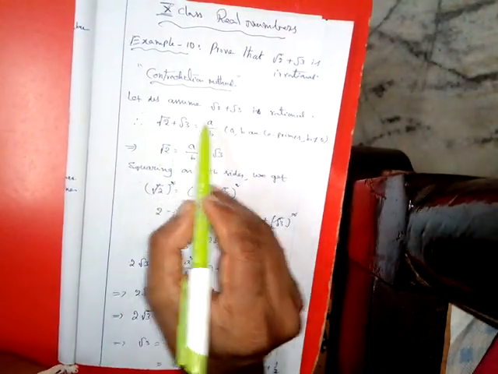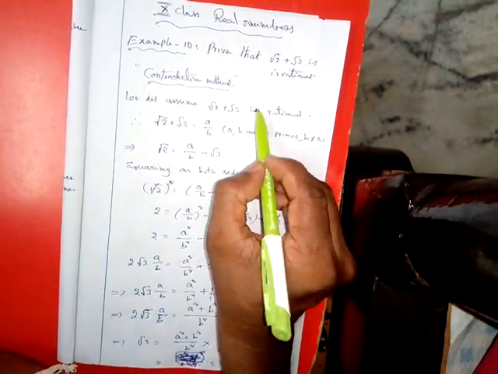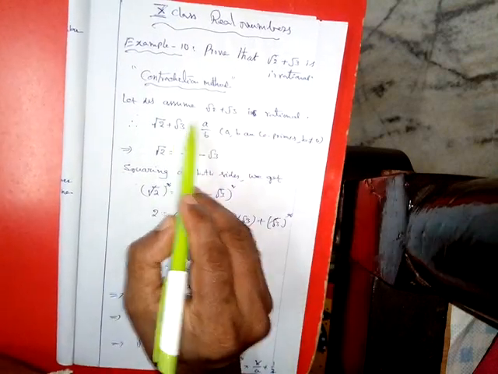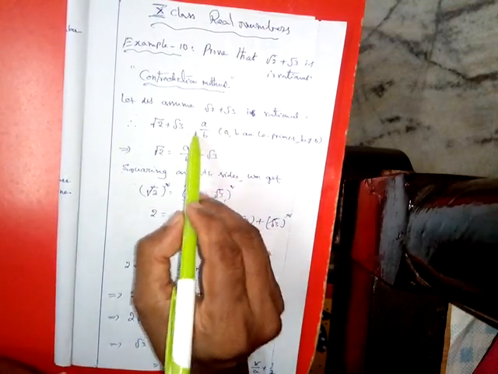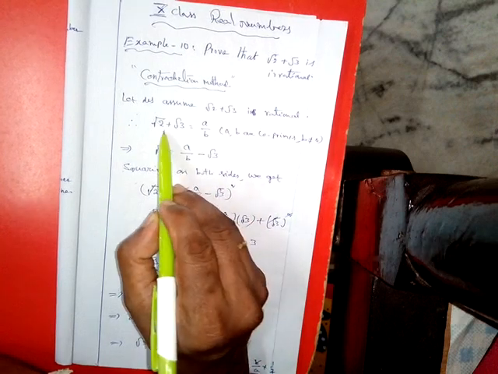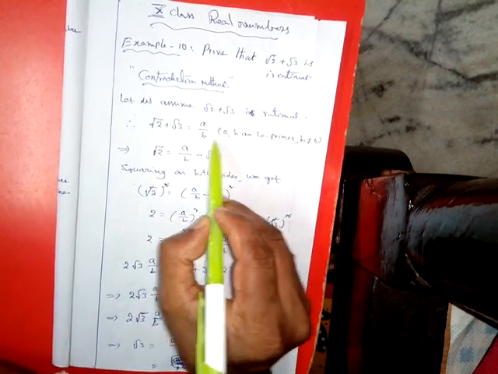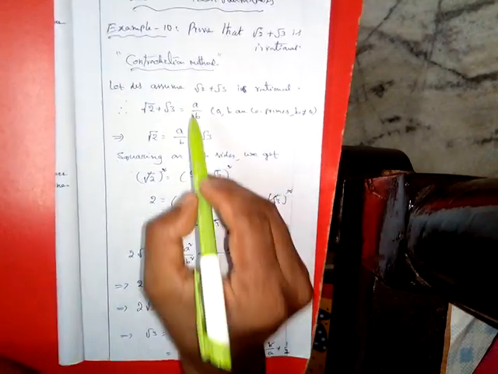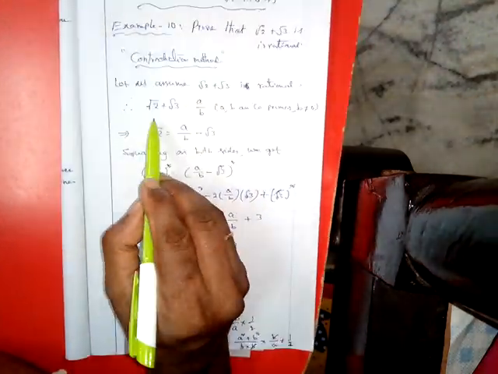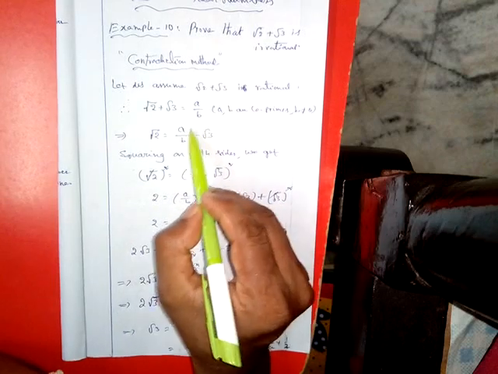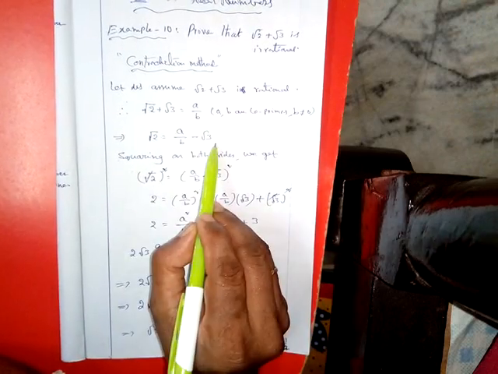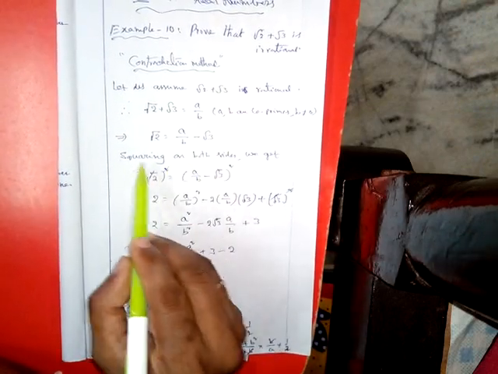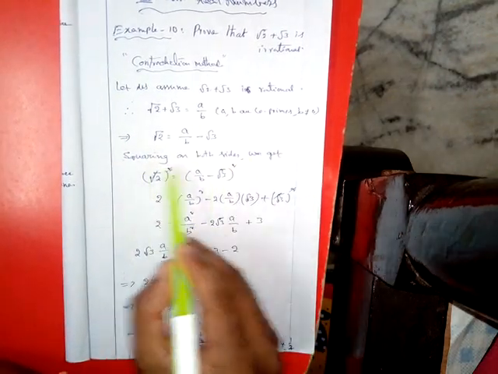So, let us assume root 2 plus root 3 is rational. We know that every rational number can be written in p by q form. So I wrote here root 2 plus root 3 equal to a by b, where a and b are co-primes and b is not equal to 0. That is the condition to be a rational number. Then root 2 equals a by b; sending root 3 to the right side, it becomes minus root 3. Now square this equation.